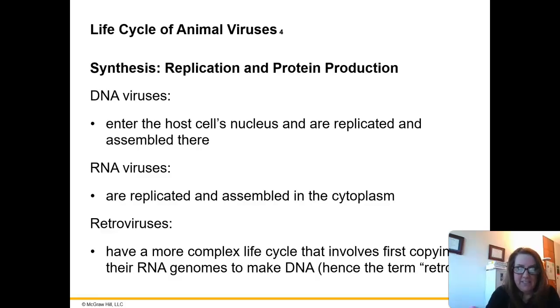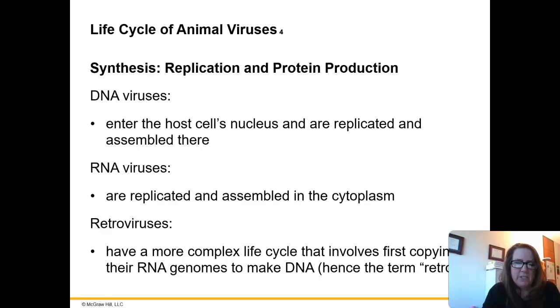So DNA viruses essentially enter the host cell's nucleus, where they are replicating DNA. So it's replicated and assembled in the nucleus because that's where DNA is at. RNA viruses, essentially RNA is going to be replicated and assembled in the cytoplasm. That is the same for eukaryotic cells. So the RNA hangs out in the cytoplasm.